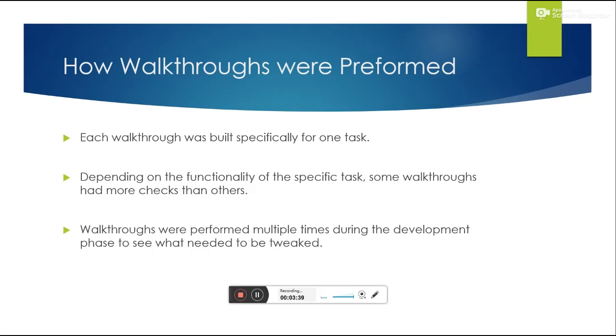Depending on the specific task, some walkthroughs had a lot more checks than others. Adding a new patient had a lot more checks, mainly because there's a lot of input validation. So technically, there could be multiple mistakes that a user makes, and the walkthrough would have to pick up on that. And then also, the walkthroughs weren't just performed during assignment 1.